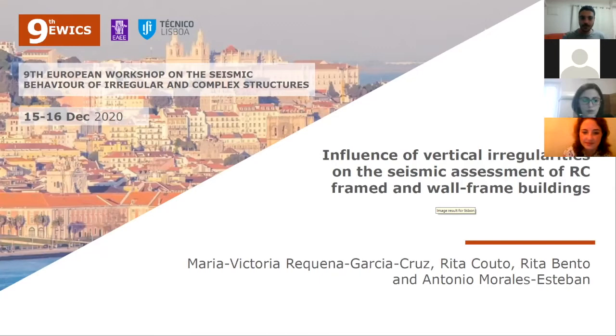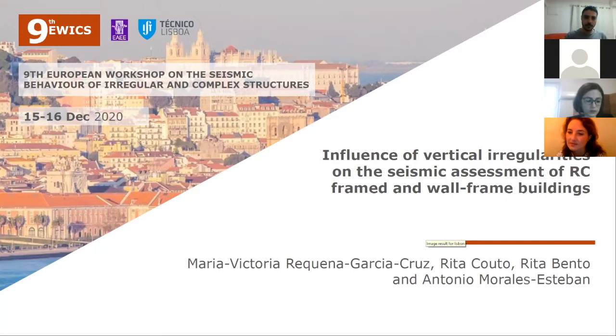So my question is about the frames that did not have short columns, but in many cases, when the columns do not have enough stirrups, due to the infill damage, the columns receive forces within their spans, and actually this creates a problem of a short column. Has this been considered? Because this may be a problem in such buildings.